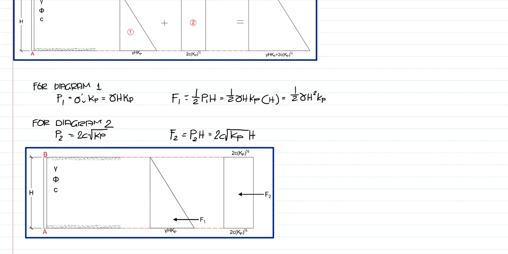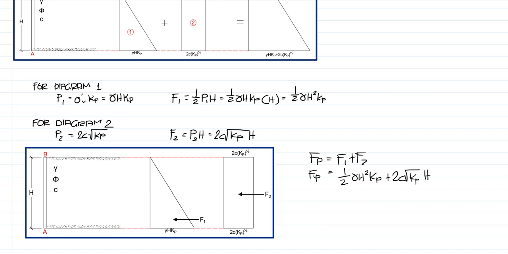So, that is, the passive force will just be equivalent to force 1 plus force number 2, or simply that is 1 half gamma H squared Kp plus 2C square root of Kp times H. So, yun ngayon yung ating passive earth force.